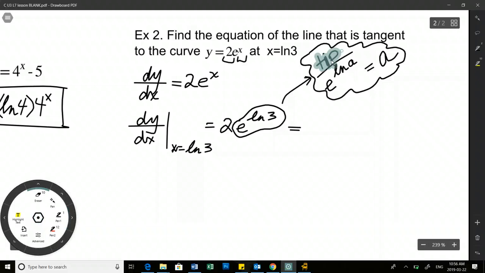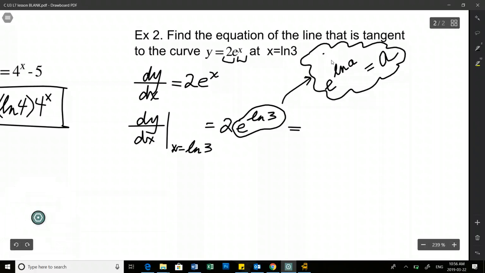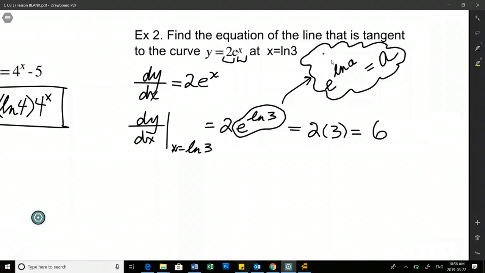I shouldn't have written it like this. Let's just do that. I can also calculate it on my calculator. If I calculate e to the exponent ln 3 on my calculator, I will get back 3. So this will be 2 times 3, which gives us 6. E to the exponent ln a equals that a value, whatever it is. Like always? Like always, yep.